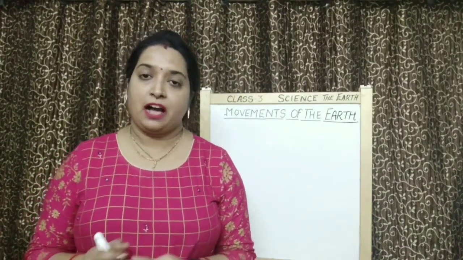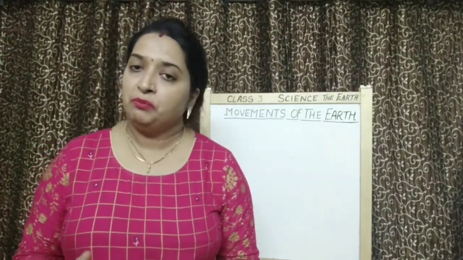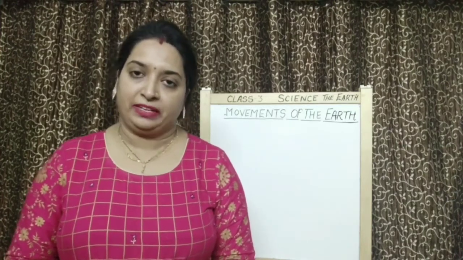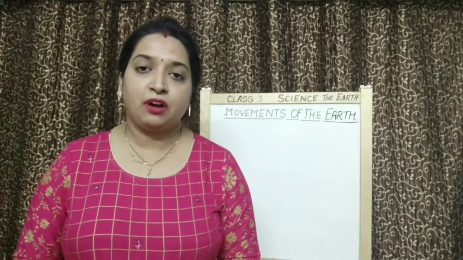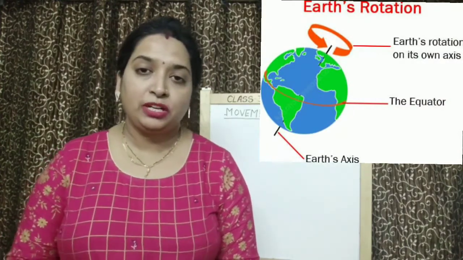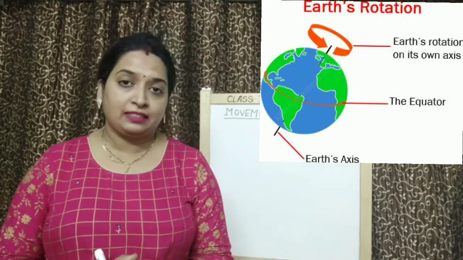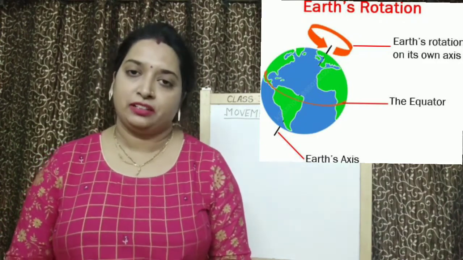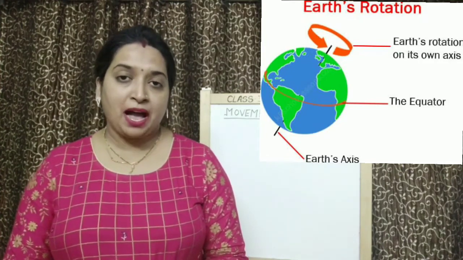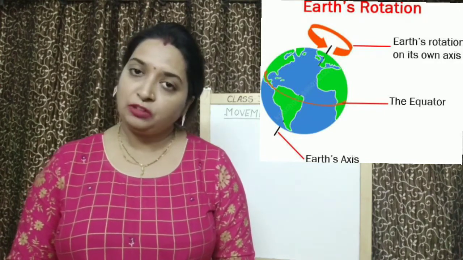Okay. After that shape of the earth, we have discussed about movements of the earth. Earth shows two types of movements. First one was rotation. Now you know what is rotation. The spinning movement of the earth on its axis is called rotation. Axis is the imaginary line which passes through the center of the earth from North Pole to South Pole.